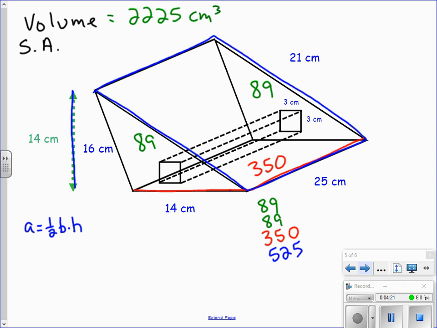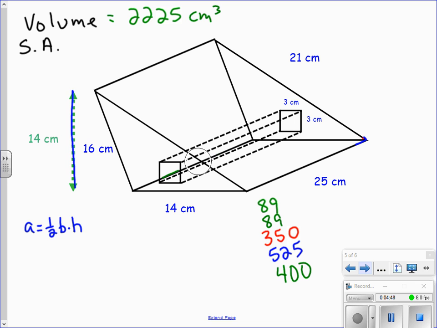And then finally, you need the backside, which is 16 by 25. Maybe you can do that in your head. It's an even 400. So those are the outside panels of the shape. Let's get rid of those. I don't need them anymore.